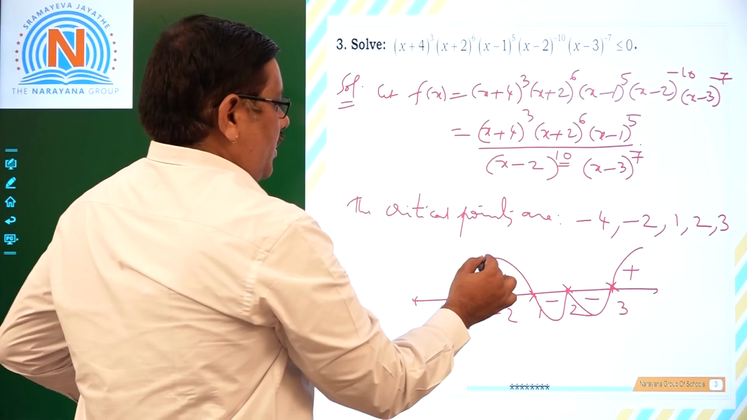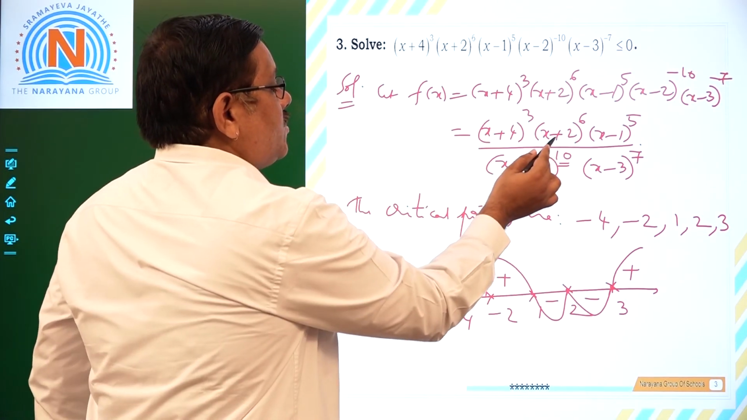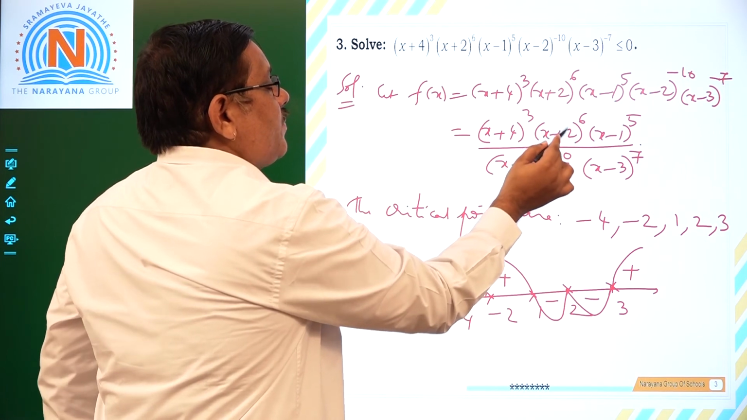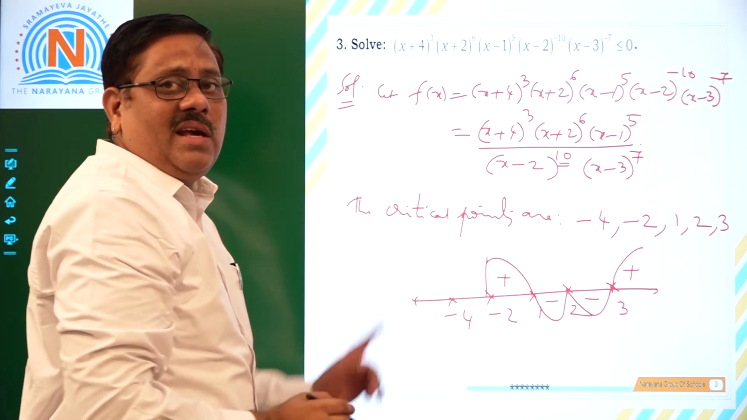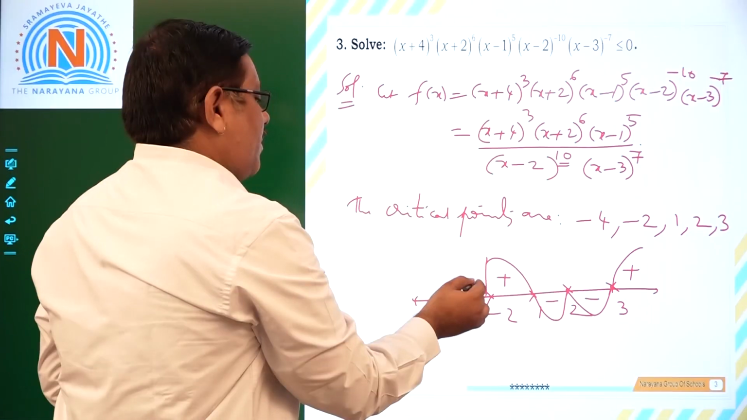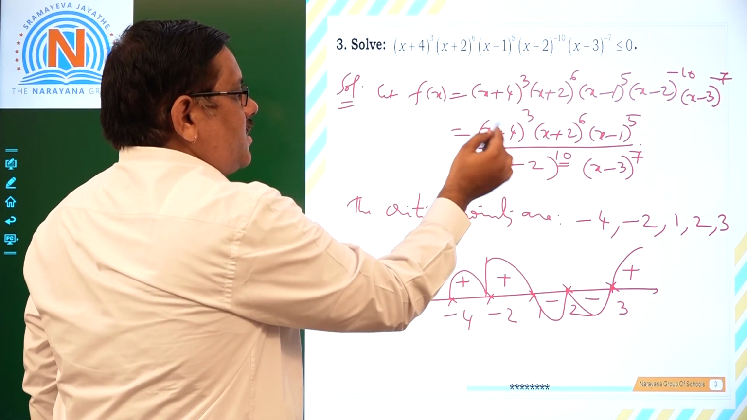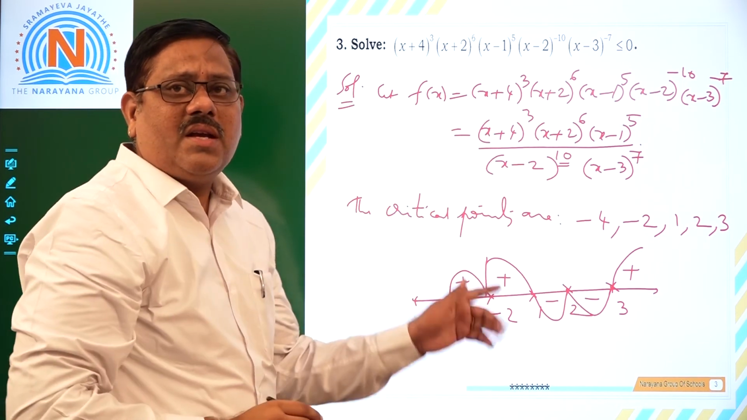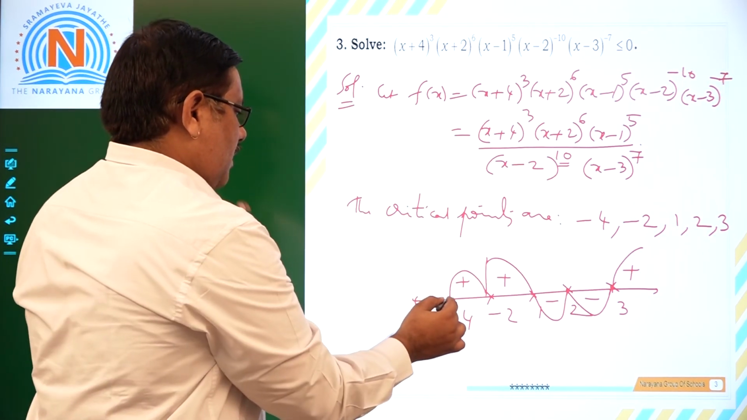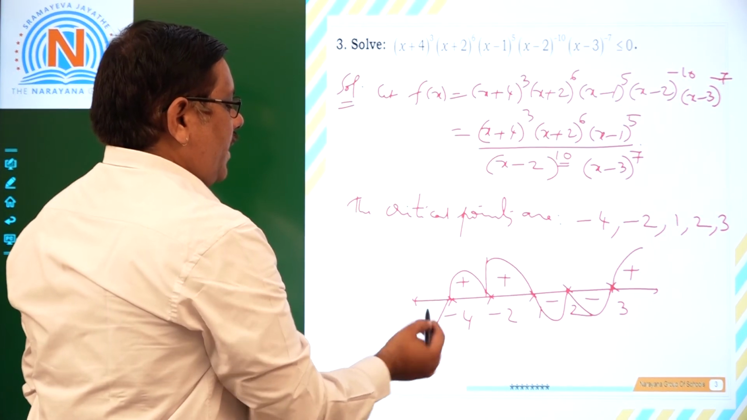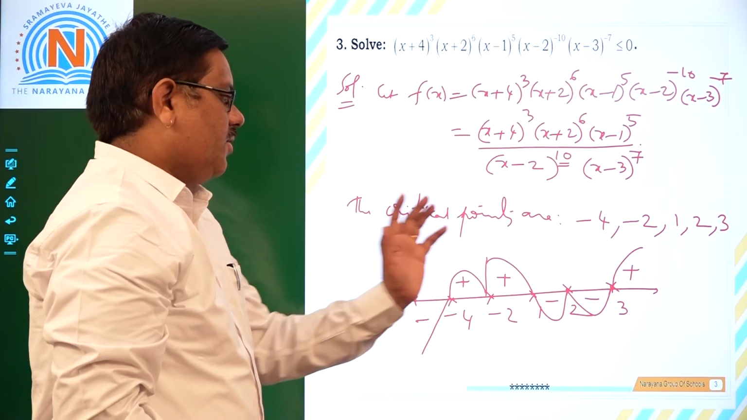Next, 1 till minus 2, that is the observation. At minus 2, it is (x plus 2) whole power 6 we have. 6 is even. Even in the sense the sign remains the same. This is plus. At minus 4, because of (x plus 4), its power is 3. 3 is odd. Odd means the curve changes its sign to minus. Okay? This is the observation again.